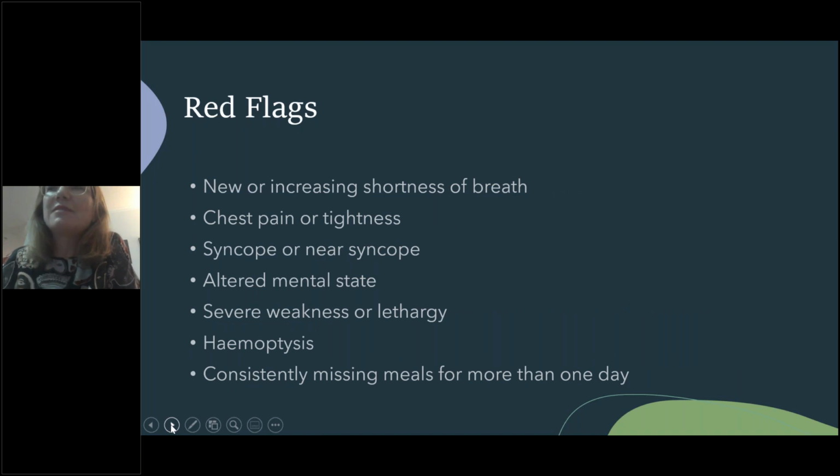So just some red flags in managing COVID. If you've got new or increasing shortness of breath, chest pain, syncope, altered mental state, weakness or lethargy, hemoptysis, which I've only seen in one patient, and consistently missing meals for more than one day.